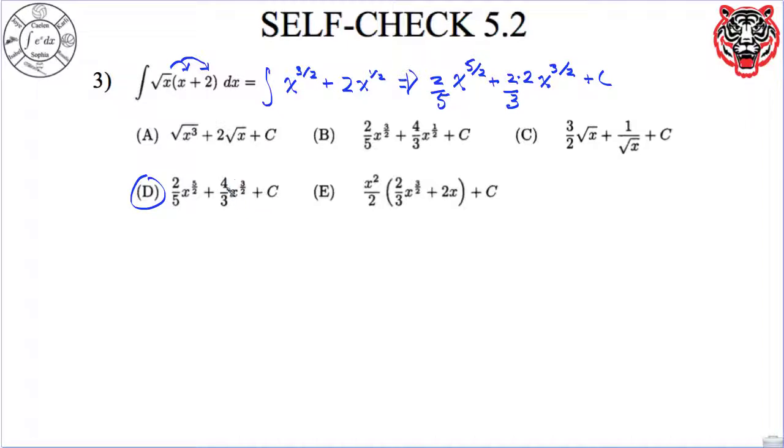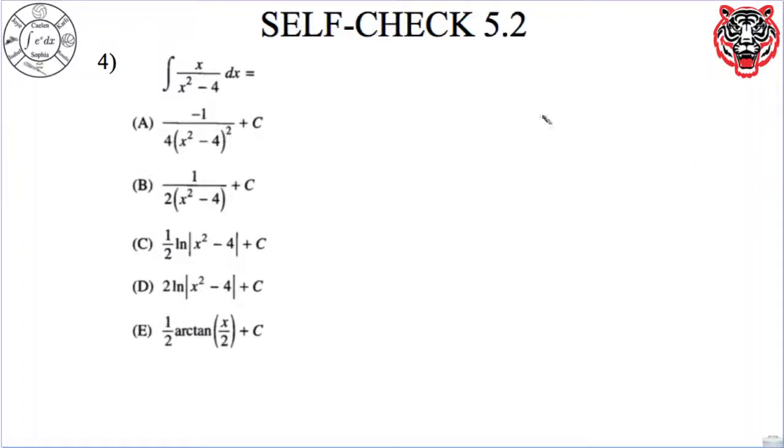4/3. Yeah, all we had to do is multiply to simplify the 4. Perfect. Let's move on to number 4. So this guy, we need to use u substitution because we can't get rid of this fraction. So what should we set u to?